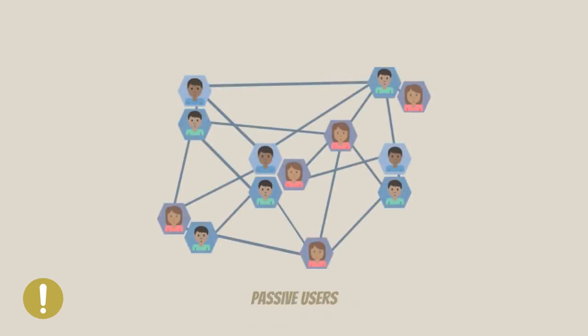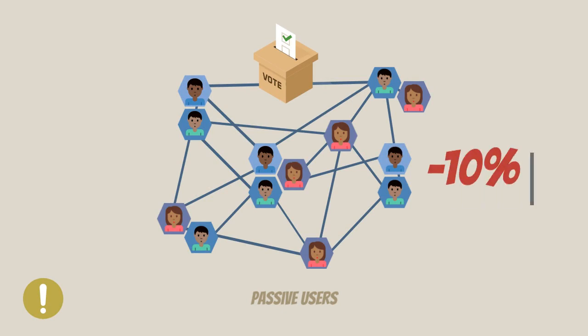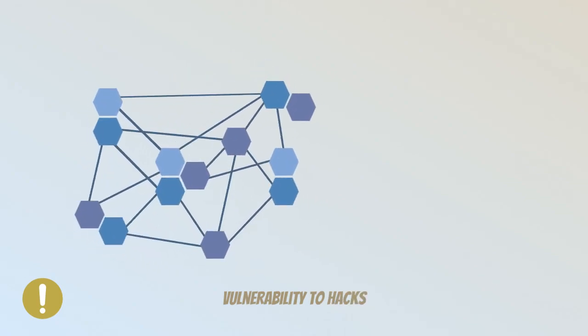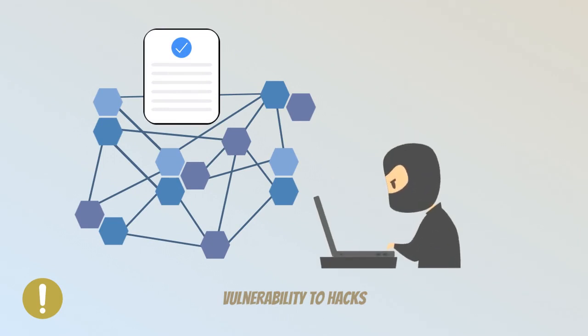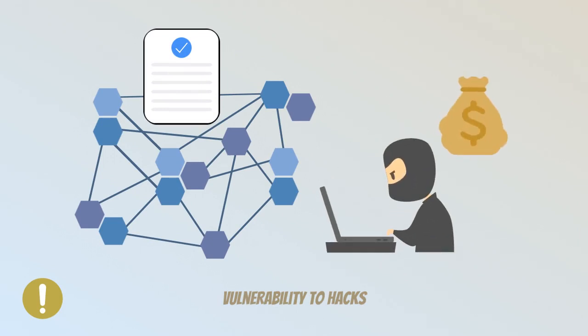Passive users. Most DAOs report that participation in governance and voting is often less than 10%. This means most of the time the core team ends up doing all the work, even if the DAO community is huge. Vulnerability to hacks. Because the DAO smart contracts are open source and available on a blockchain, they are vulnerable to hacks by people who are looking to steal the treasury money.